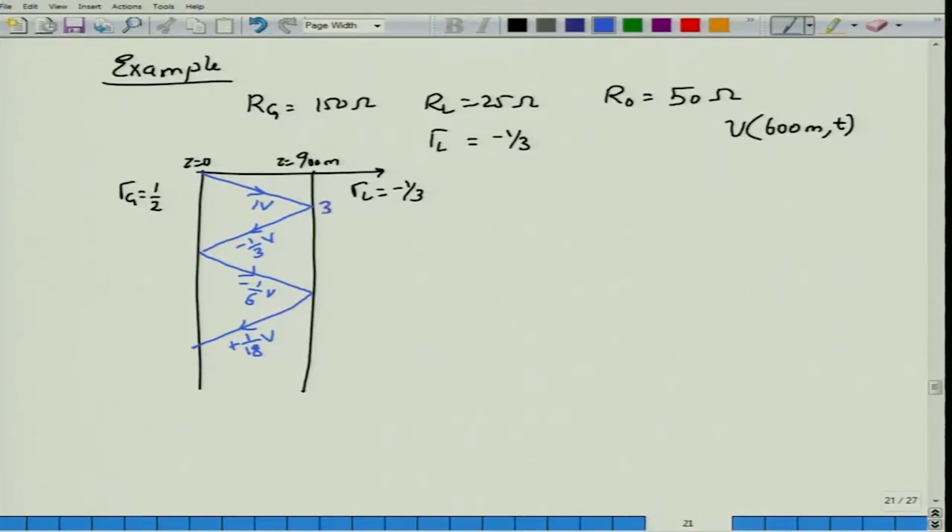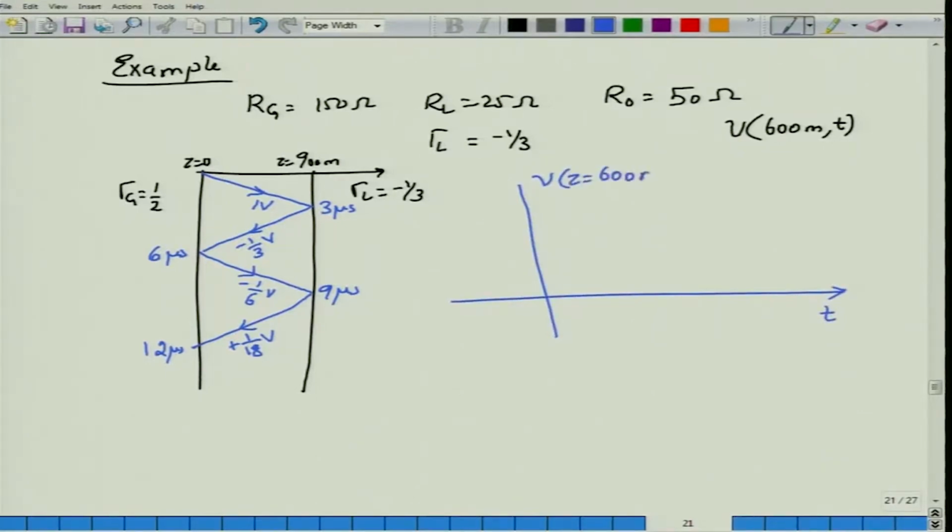This would be at 3 microsecond, and then at the source would be changing at 6 microsecond. Further change in the load voltage happens at 9 microsecond and at 12 microsecond. So we want to find out what is the voltage as a function of time at a fixed distance along the transmission line, which is at z equal to 600 meter.